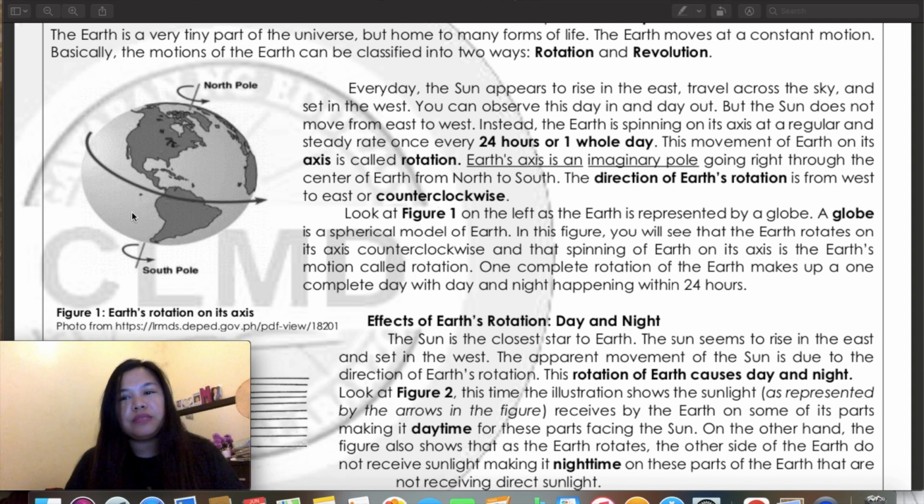So, this movement of Earth on its axis is called rotation. So, yan ang tawag sa kanya kapag umiikot siya on its axis, that is rotation.